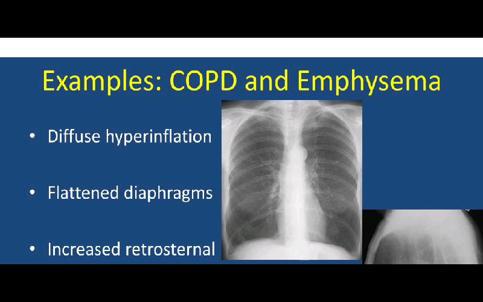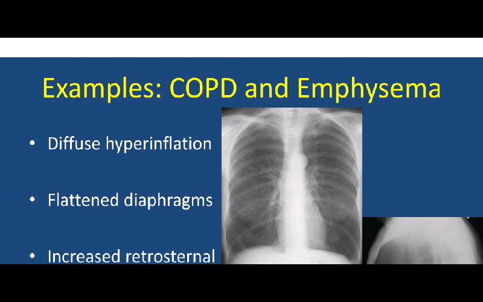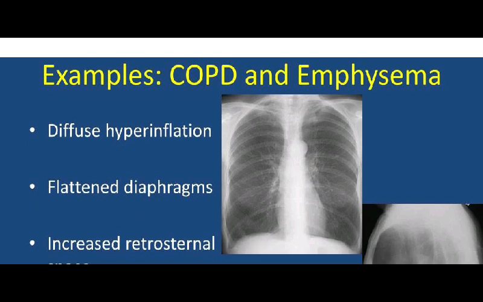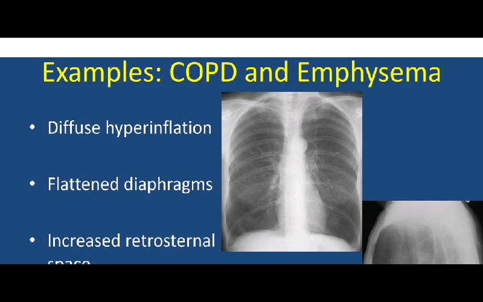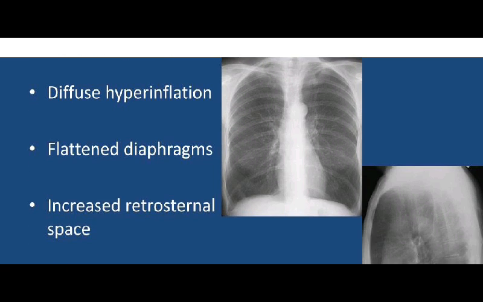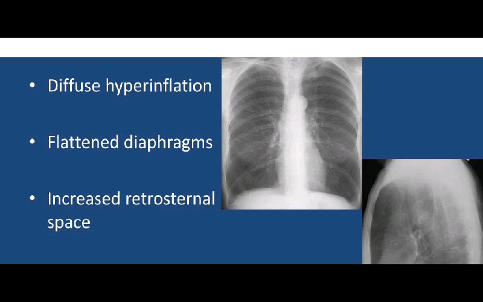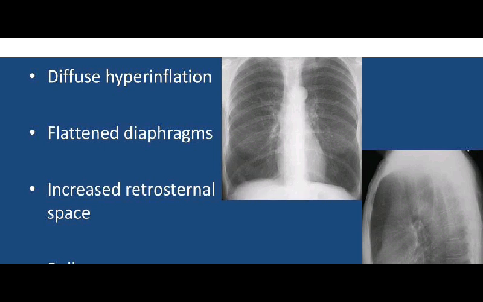Now in COPD, you see that there is diaphragm hyperinflation. The second one is flattened diaphragm. You see that the diaphragms are very flat. Then there is increased retrosternal space. That is the space between the sternum and the heart. So there is increased retrosternal space.